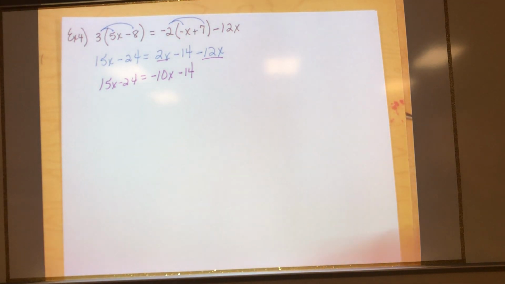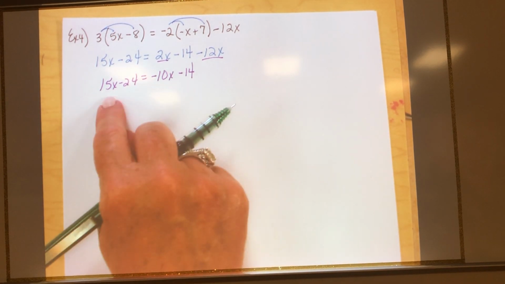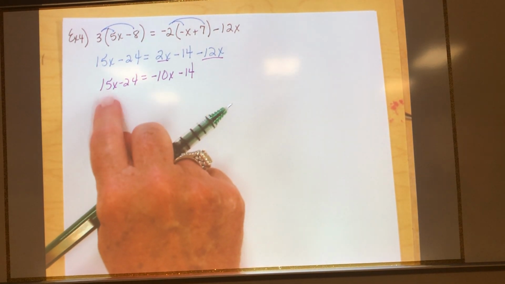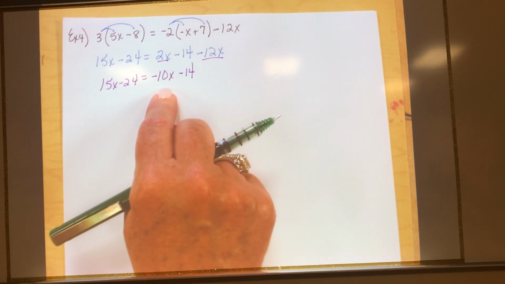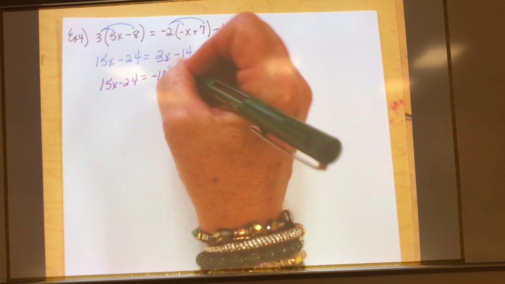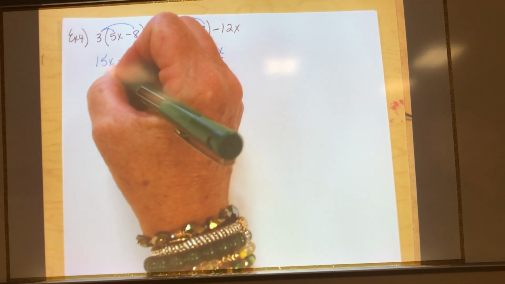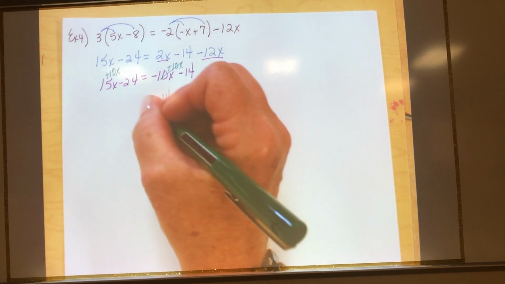So now I'm going to decide what side to put my x's on. This side is 10 in the hole, and this one has 15, so I'm choosing the left-hand side. It is not wrong to put them on the other side, people, okay? That's just the side that I choose. So I'm going to add 10x to both sides. On the right, they cancel, and I only have negative 14.